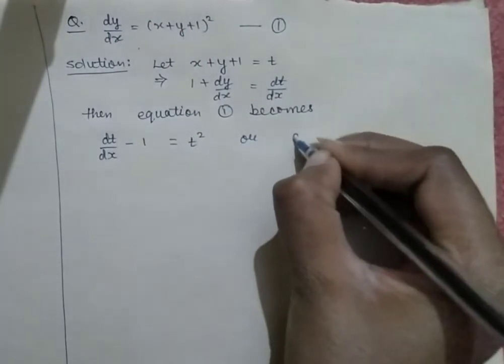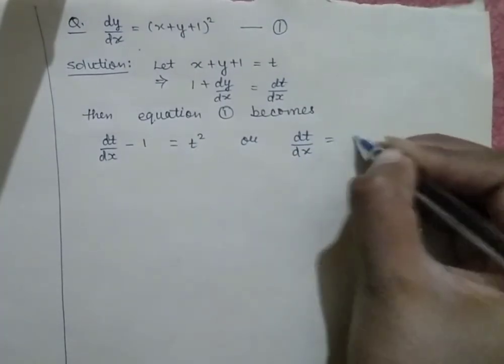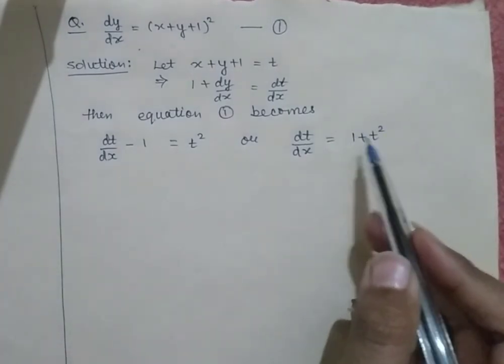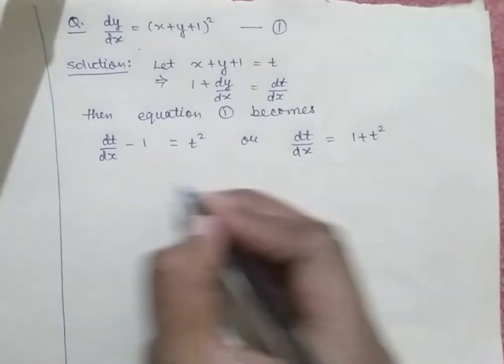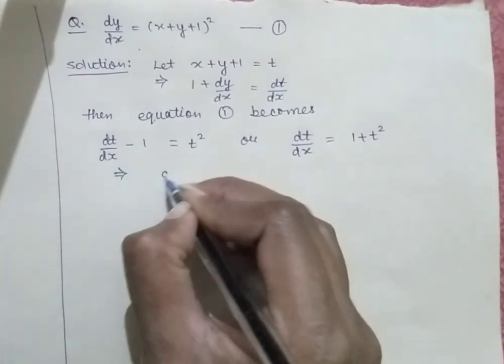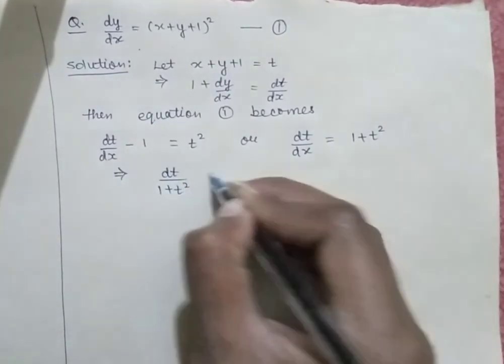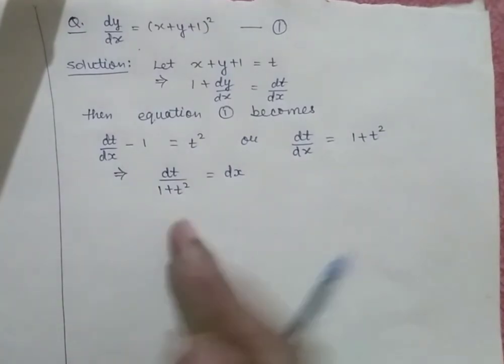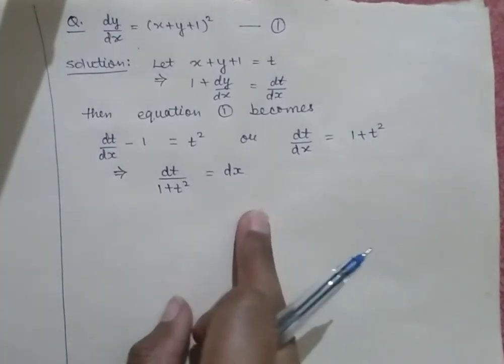Or this equation is dt by dx equal to 1 plus t square. Now here we have only t, so we can separate t and x. This implies dt by 1 plus t square equal to dx. So here we are separated with variables. Now we integrate both sides. On this side we integrate with respect to t, and on this side with respect to x.